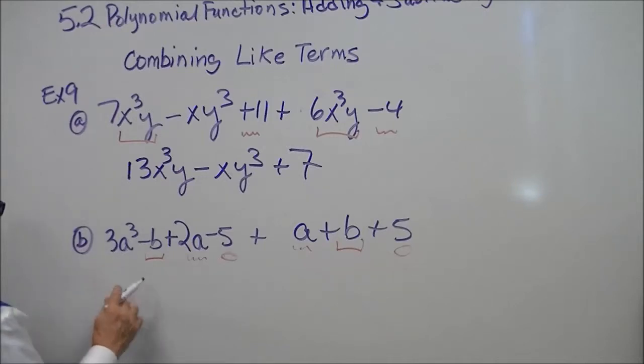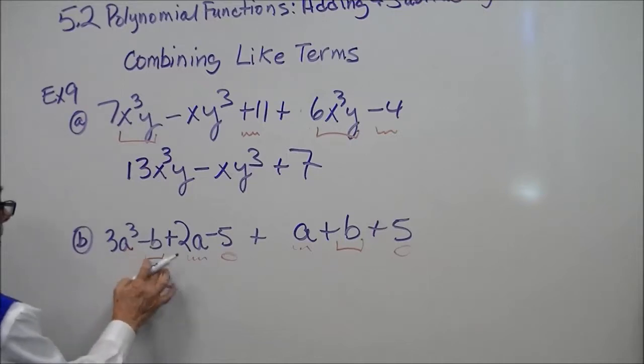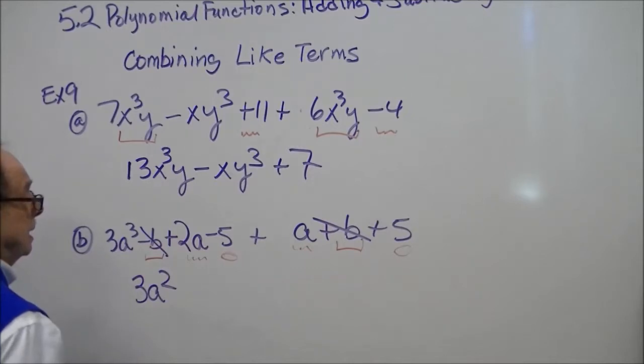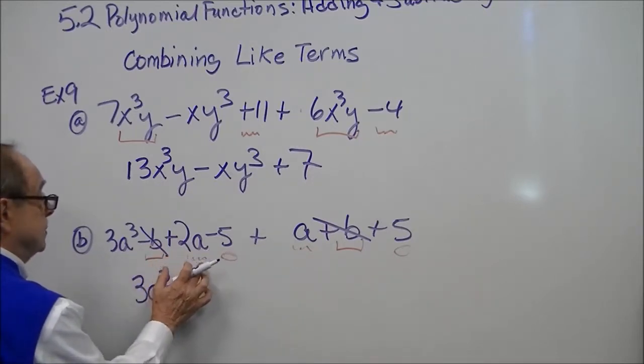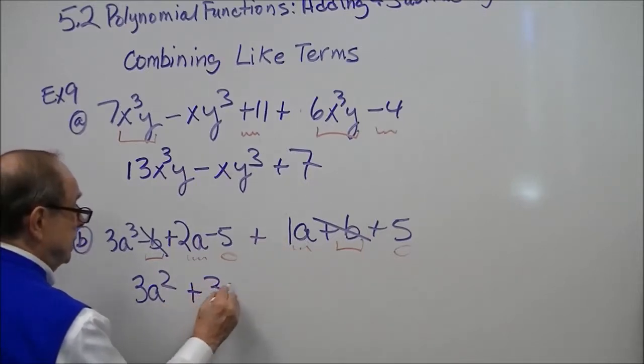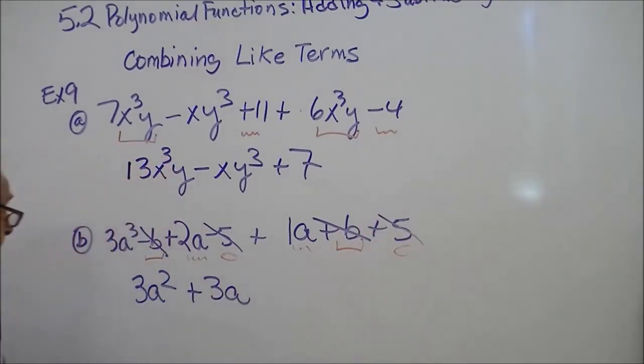Now here there's no a to the second, so we just keep that. Now our negative b and our positive b, they just cancel out. Now we have a plus 2a and a plus 1a, which will give us a plus 3a. And here the 5's just cancel out. So again, as you do your practice, you have to be very careful in identifying like terms and then combining them.